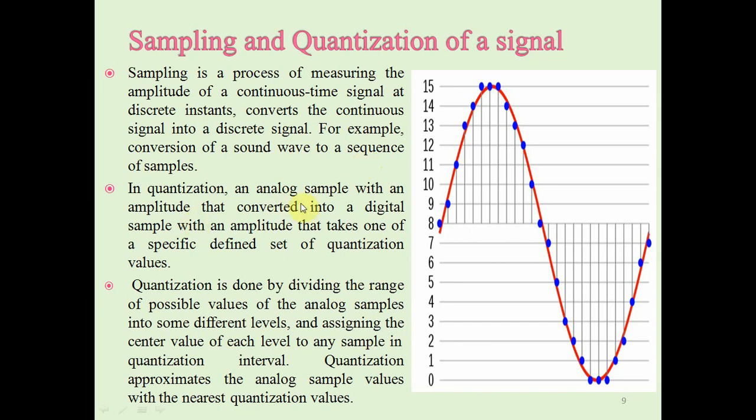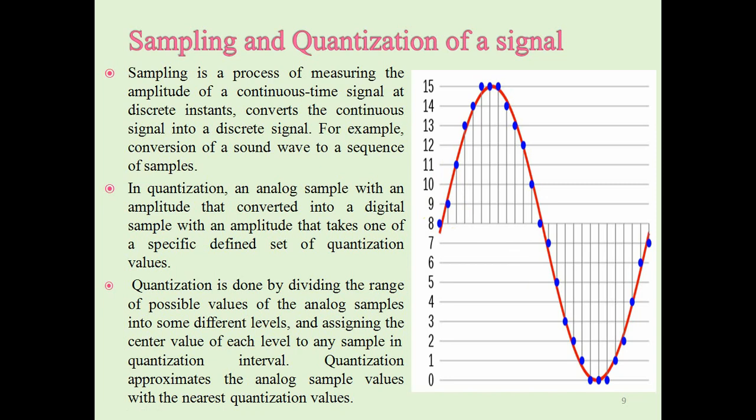In quantization, the analog samples are converted into digital samples whose amplitude takes one of a specific defined set of quantization values. Quantization is done by dividing the range of possible values. Suppose the amplitude is 1.9 and it is considered as 2, 2.5 is considered as 3. In this way, quantization approximates the signal's sample values.